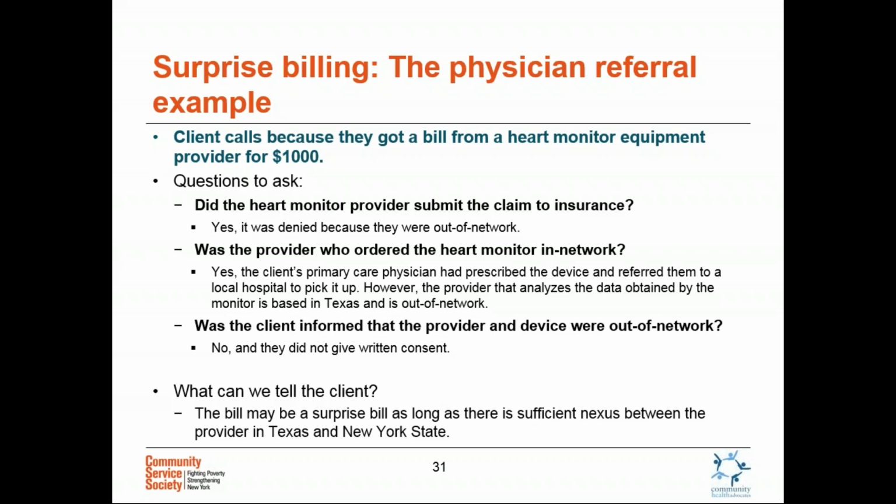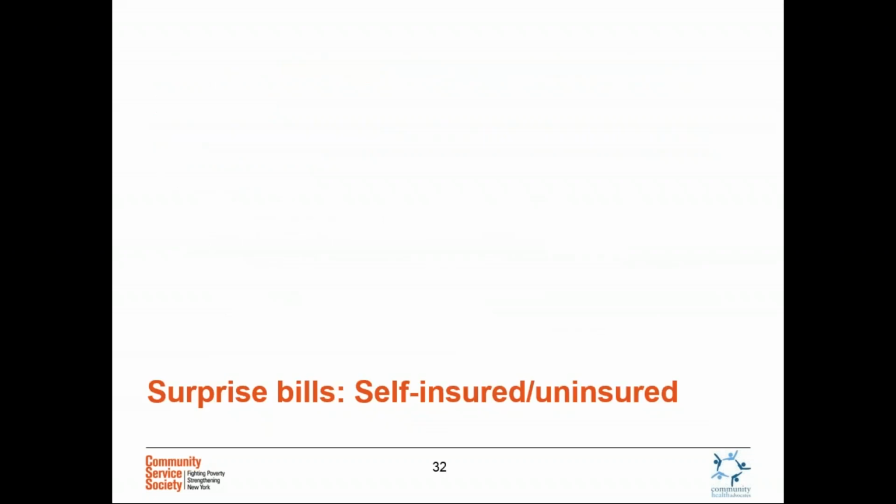In this case, the client tells you no, and they did not give written consent to be sent out of network. Based on these facts, this bill may be a surprise bill, as long as there is a sufficient nexus between the provider in Texas and New York State. So this example has a little added twist with the out-of-state issue.